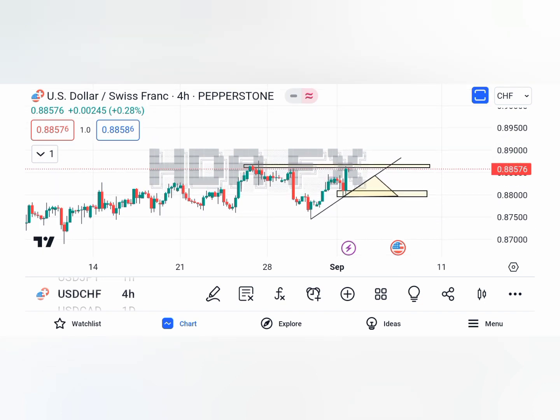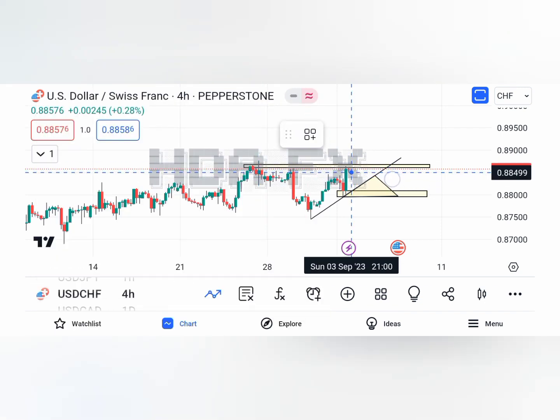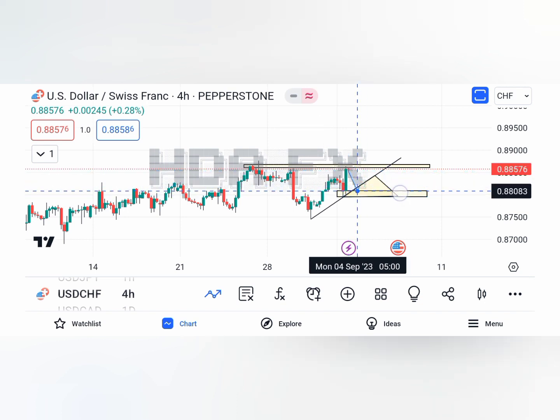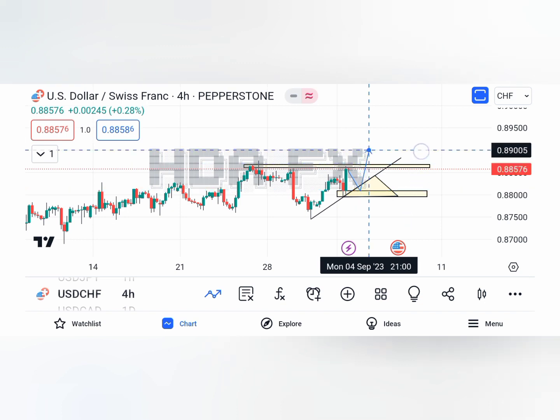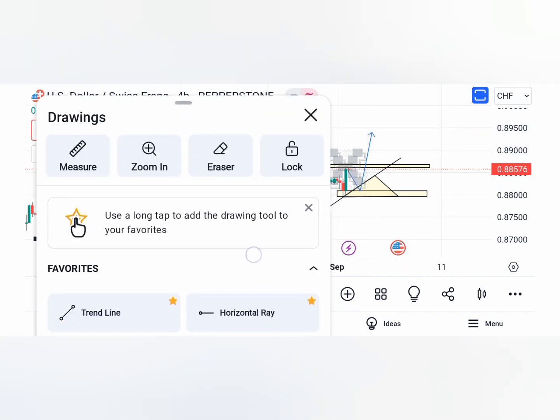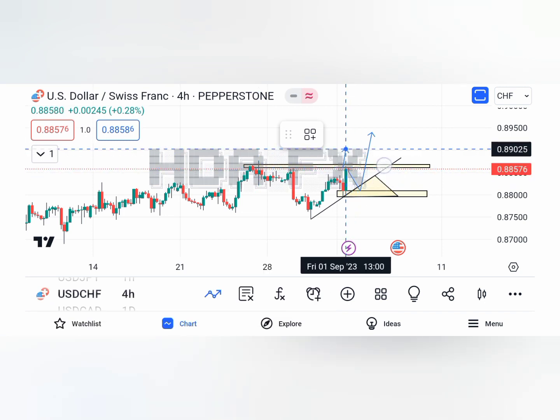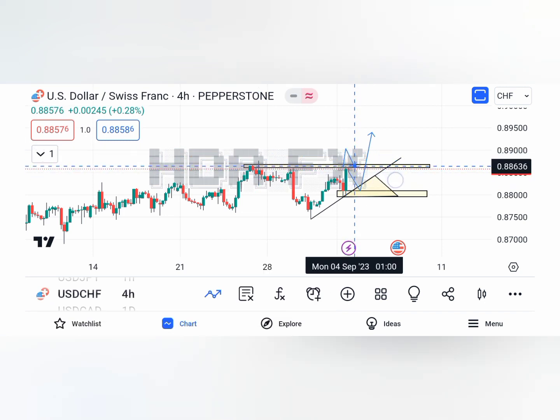So now this is what I want to see on USD CHF if I want to place buy trades. I want to see price move downward to this zone here, then place my buy trades. That's the upward movement here. Or if price breaks the structure upward here, I want to see a retest to this zone, then place my buy trades.